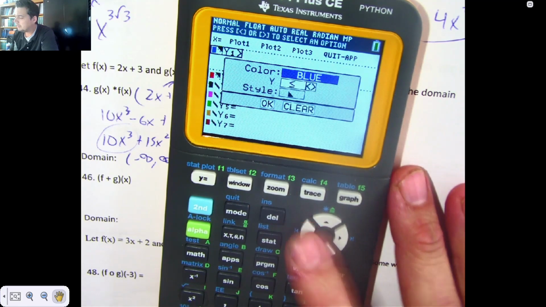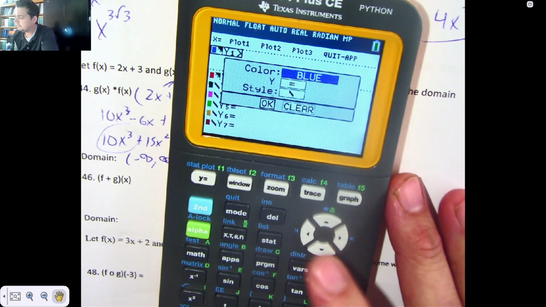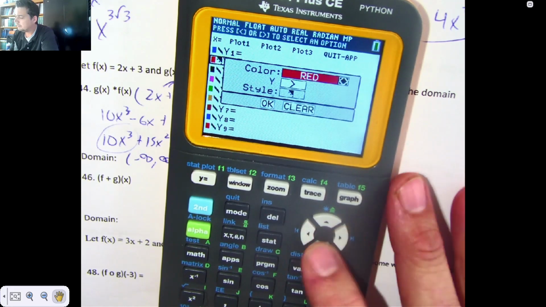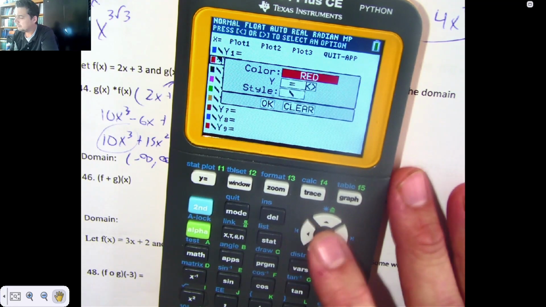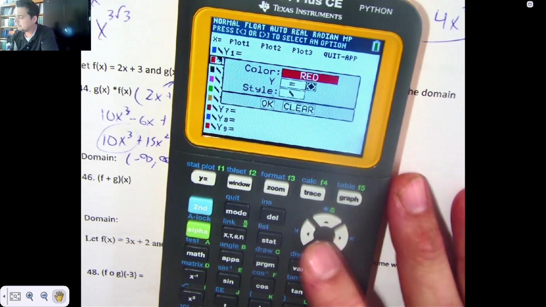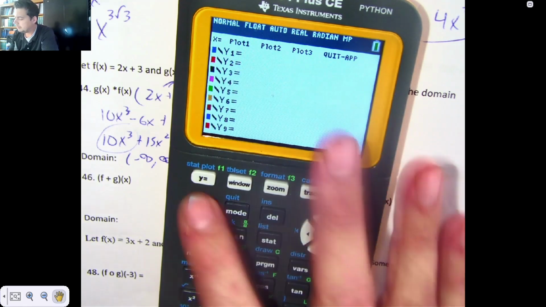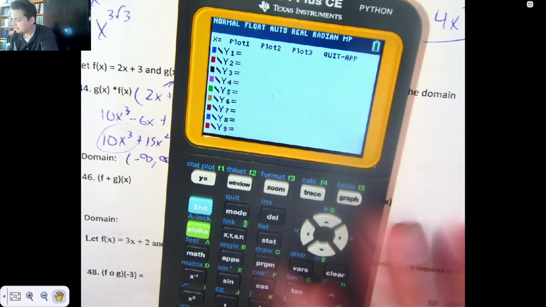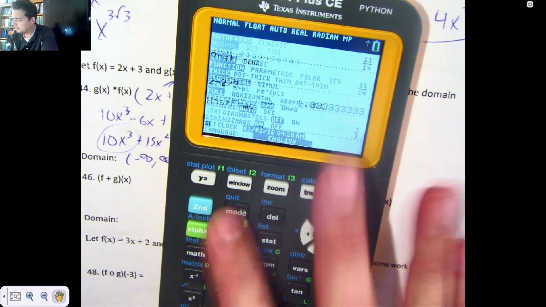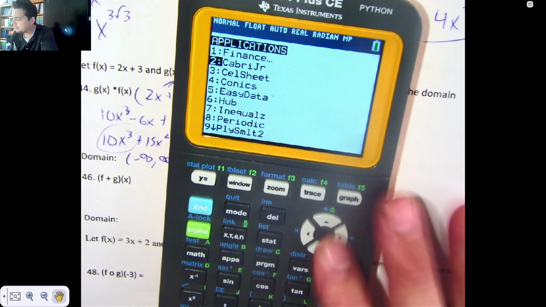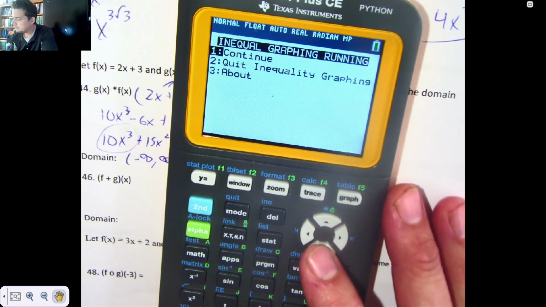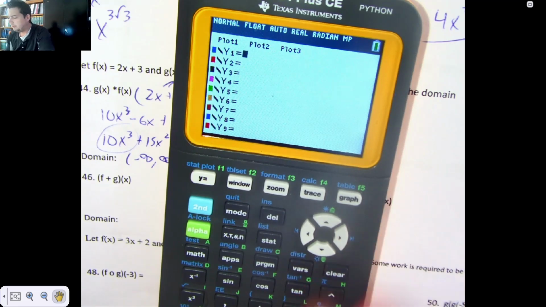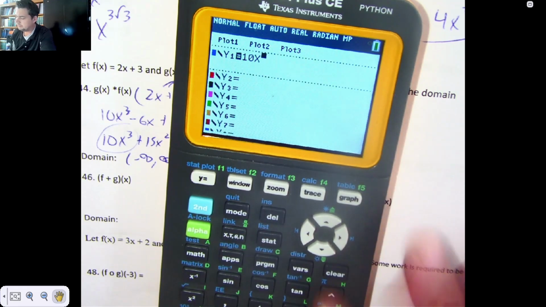I had been playing with this calculator earlier. Actually, I just need to turn this app off. Second apps. Get out of this. Because this might end up in a student's desk and I've completely screwed it up. There we go.